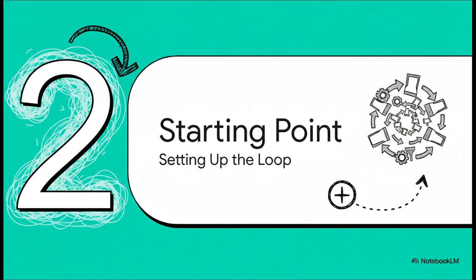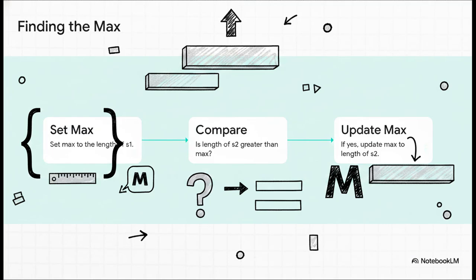Moving right along. 2. Finding the starting point, setting up the loop. To actually go backward, the algorithm first has to figure out the absolute highest index between the two slices. And it uses a really clean three-step logic to do this. Step 1. It just arbitrarily assumes the first slice, S1, is the longest, and sets a variable called max to the length of S1. Step 2, it simply asks, hey, is the length of the second slice, S2, greater than our current max? And step 3, if yes, it updates max to equal the length of S2. It's super straightforward, but it flawlessly sets up our ceiling.